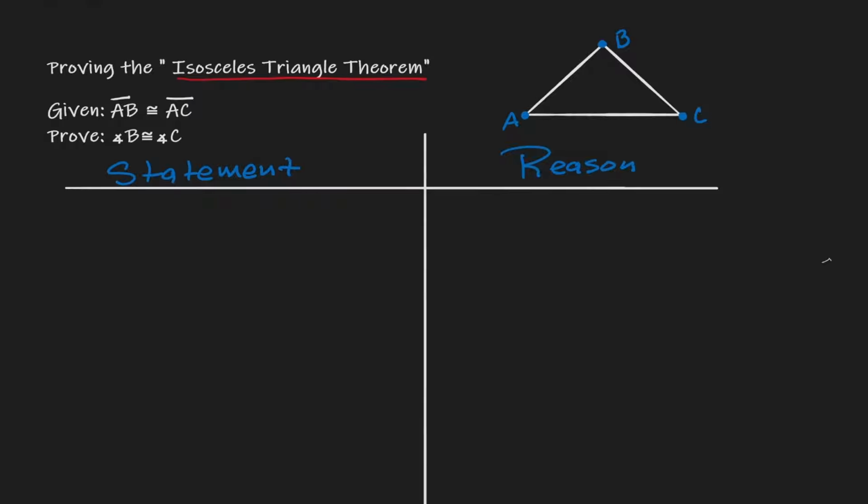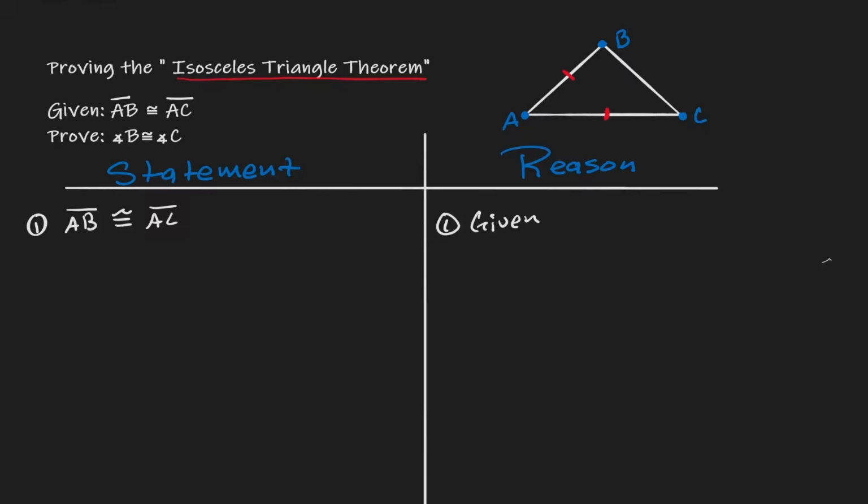So let's see how we can start this proof. Well, let's start by writing down the givens. All we know is that there are two congruent sides. AB is congruent to AC. So we always start off proofs by just writing down the given. Let's show this on my diagram. So AB is congruent to AC.